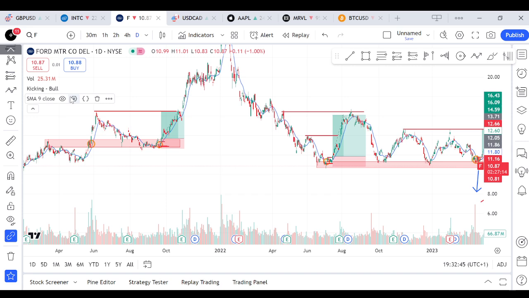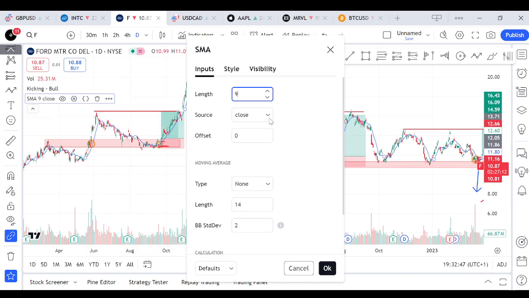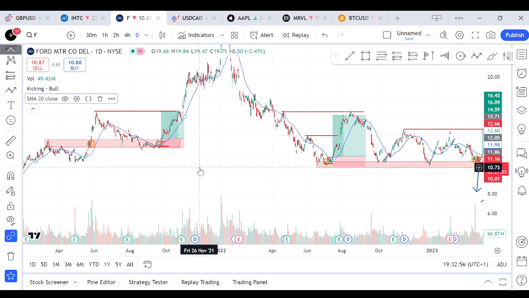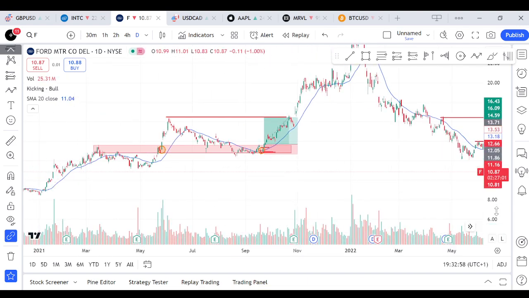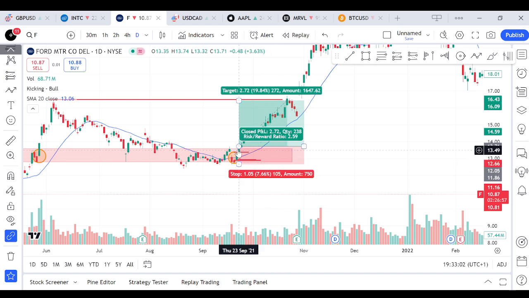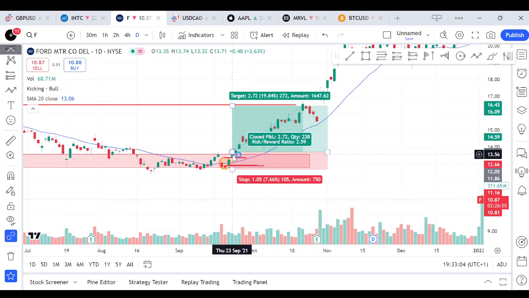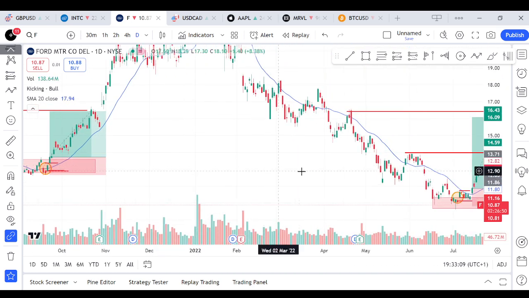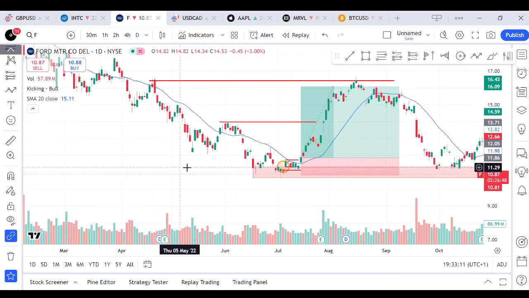So for the moving average, I'm going to use the 20-day moving average. And like I said, you could consider entering when price is rising above the 20-day moving average. In this case, we had our entry above this moving average, and this is a very valid one. And you can use it for additional confirmation. This was another one. This is perfect.